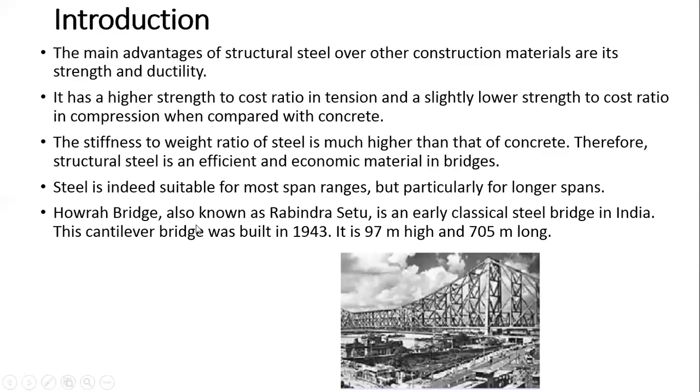Now, Howrah Bridge, also known as Rabindra Setu Bridge, is an early classical steel bridge in India. This bridge is situated in Calcutta. This is a continuous bridge. It was built in 1943 and it is 97 meters high and 705 meters long.